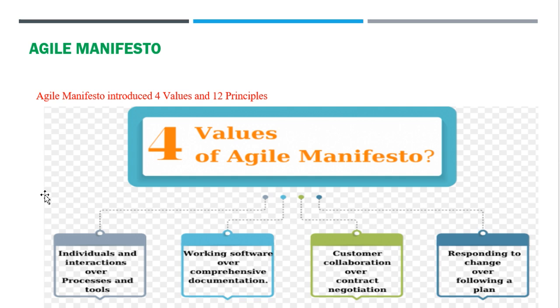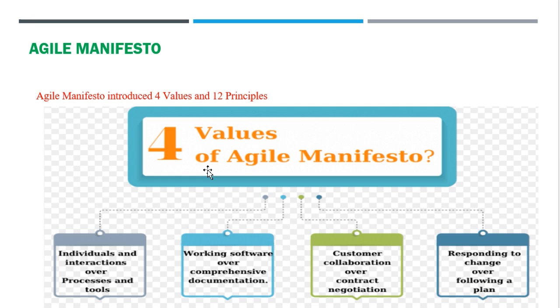You adjust the cooking time or temperature based on how the food is progressing. So, in this example, following a plan basically represents sticking rigidly to a detailed recipe and steps, even when you encounter unexpected situations. Responding to change, rather, represents adapting your cooking process based on real-time feedback and changing circumstances.